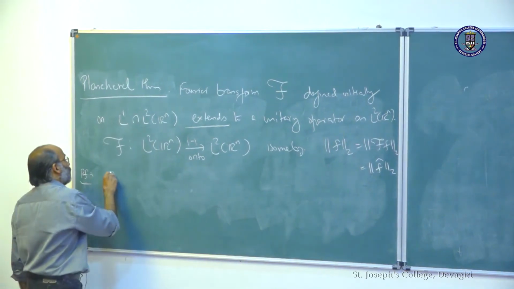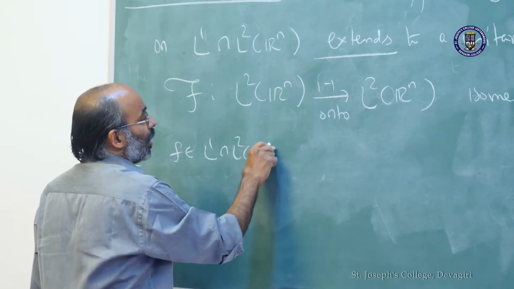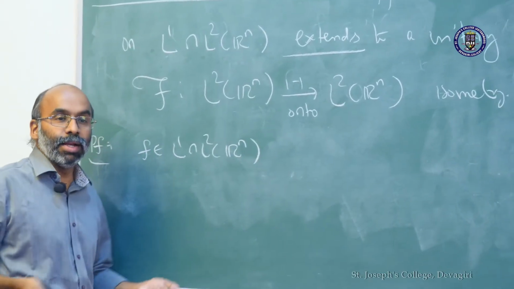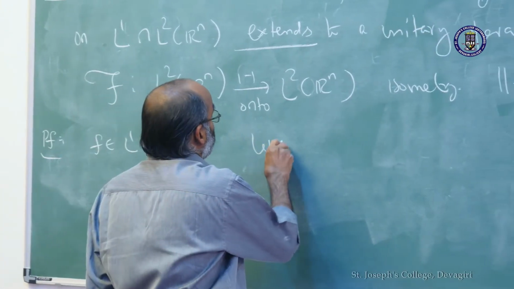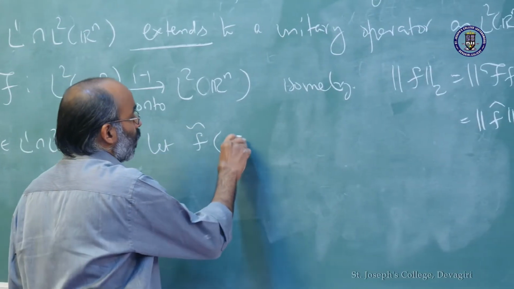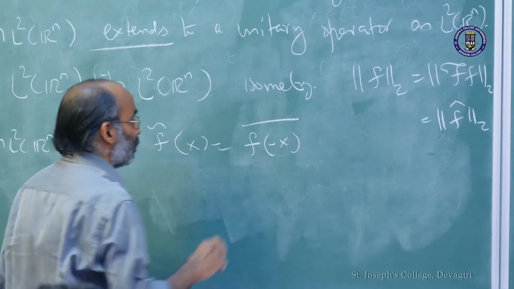So, take a function in L1 intersection L2. So, here there is no problem, we can define the Fourier transform by the integral itself. Let us define f tilde of x to be the conjugate of f of minus x. Okay.